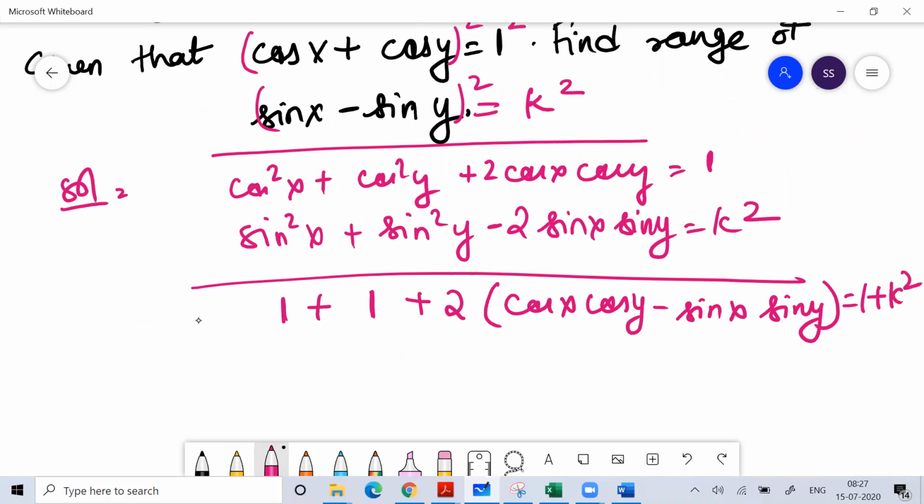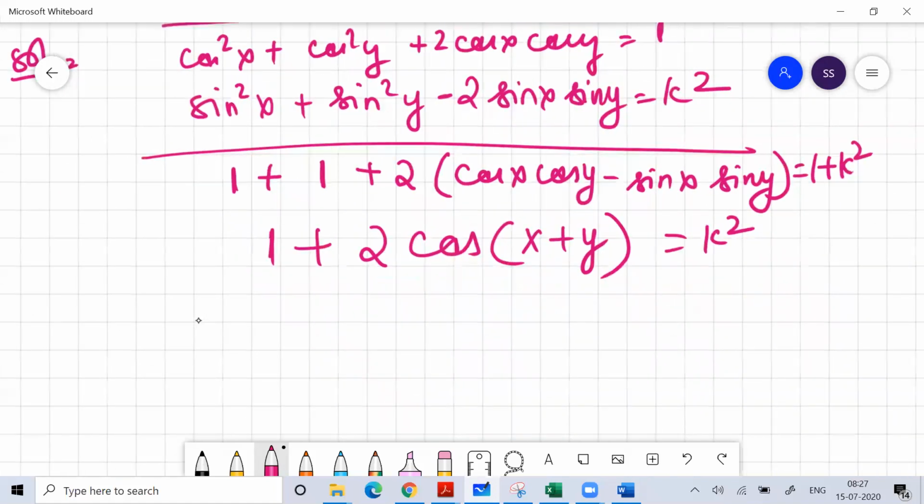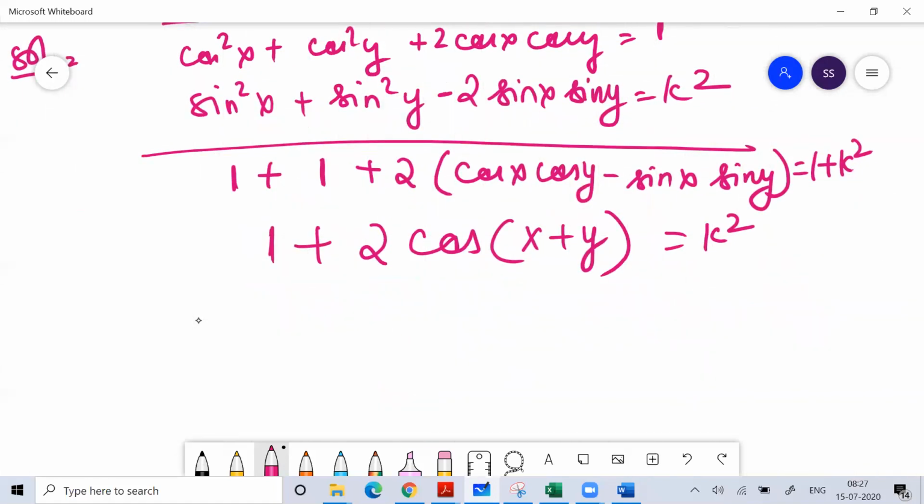So I can cancel 1, so 1 plus 2. So this is nothing but cos of x plus y. This is nothing but cos a cos b minus sin a sin b. This is the formula of cos of x plus y, that is equal to k square. Okay, now you want the value, no? You want the minimum and maximum value of cos theta.